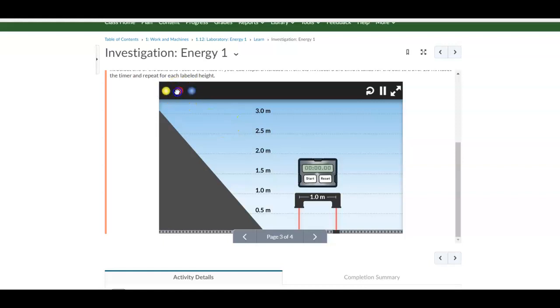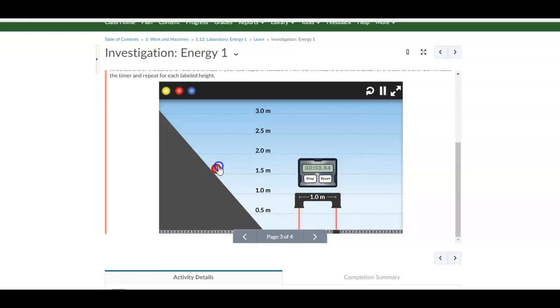And now we're trying the red. So we're starting again at 0.5. You're releasing it. So this is a heavier ball. In your notes or in your data table, look, you're at the 2 kilogram ball. You've dropped it from 0.5 and it took 0.36 seconds. At the 1 meter mark, it takes 0.24 seconds.